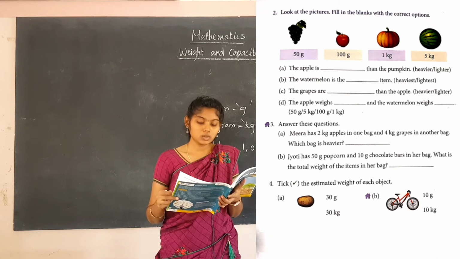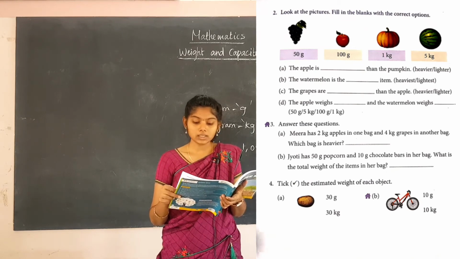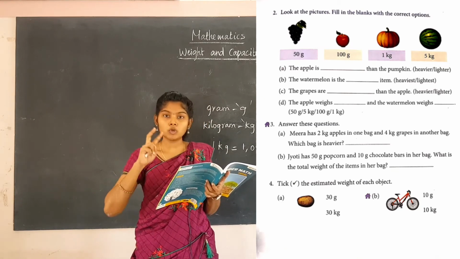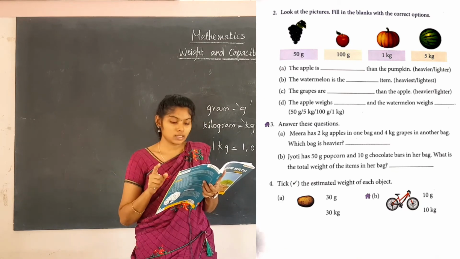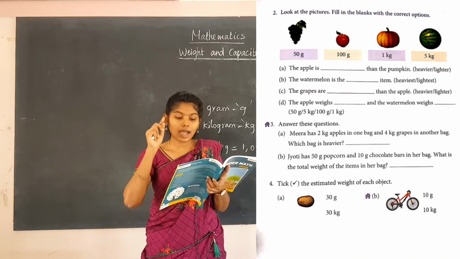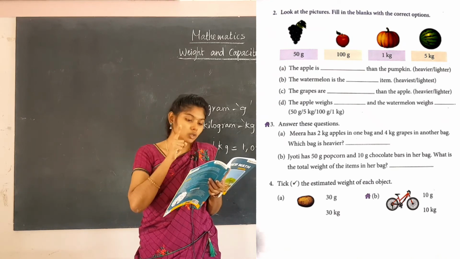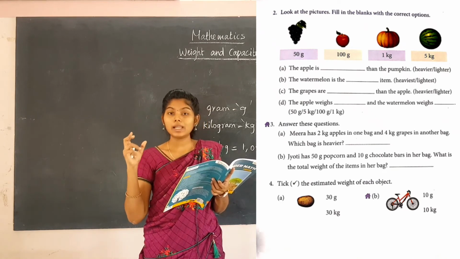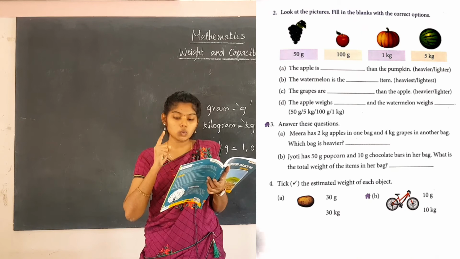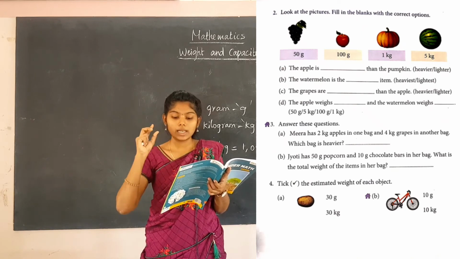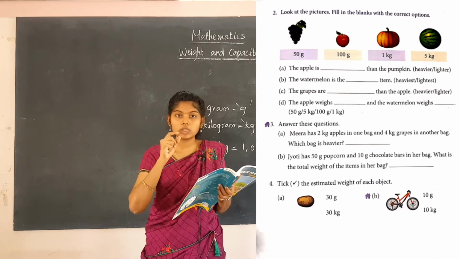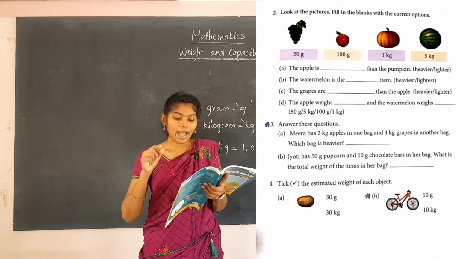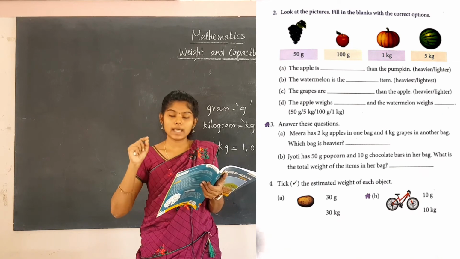So see the first one, the apple is dash than the pumpkin. The two options are given, heavier, lighter. So you have to choose one. See the apple, apple is 100 gram as given there. And see the grapes, 50 gram, pumpkin is 1 kilogram, and watermelon is 5 kilogram. So you have to choose here that apple is lighter weight. You know that is lighter weight because it is in gram. Gram means lighter, kilogram means heavier. So the apple is lighter than the pumpkin.